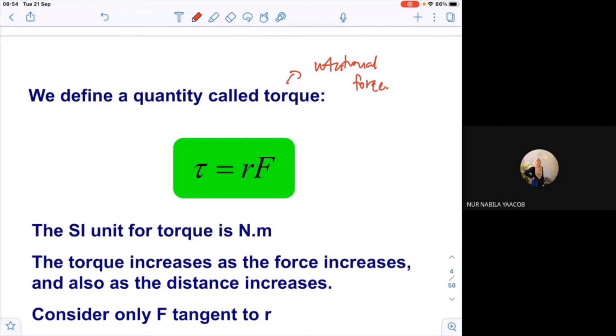The torque is defined as tau equals r times F, in which the SI unit for torque is newton meters. R is not exactly a radius. We cannot say that r is the radius. R is what we call the lever arm.